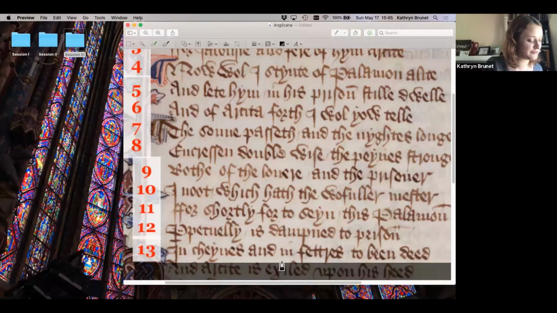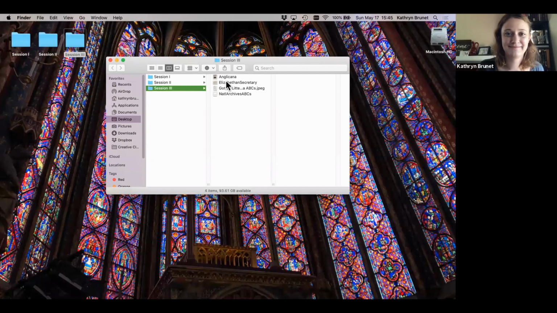Okay, we are going to move into Elizabethan handwriting. Okay, last one.